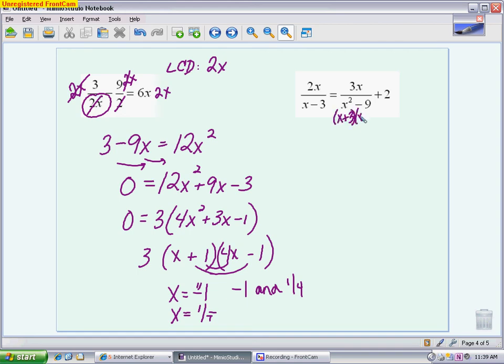And then the last one in this type, in order to identify the LCD, I need to factor this denominator. It factors x plus 3, x minus 3. That means the LCD, looking at these two denominators, is x plus 3, x minus 3. So I'm going to multiply every term by x plus 3, x minus 3 to clear fractions.